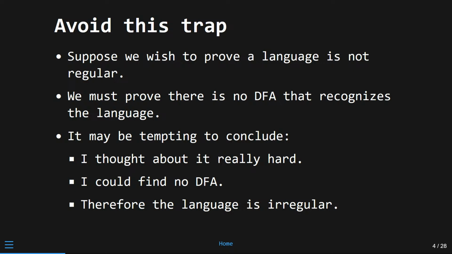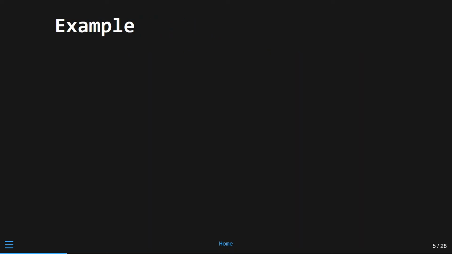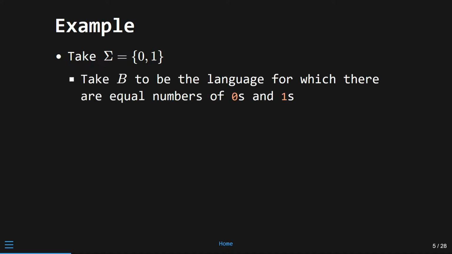Because there's some really weird stuff that DFAs can describe and not describe. Here's an example. We're going to take sigma, which for me is the second of the tuple, and we're going to say 0, 1, because for me, DFAs take bit strings into bits. Okay? We're going to say B is the language for which there are equal numbers of zeros and ones.